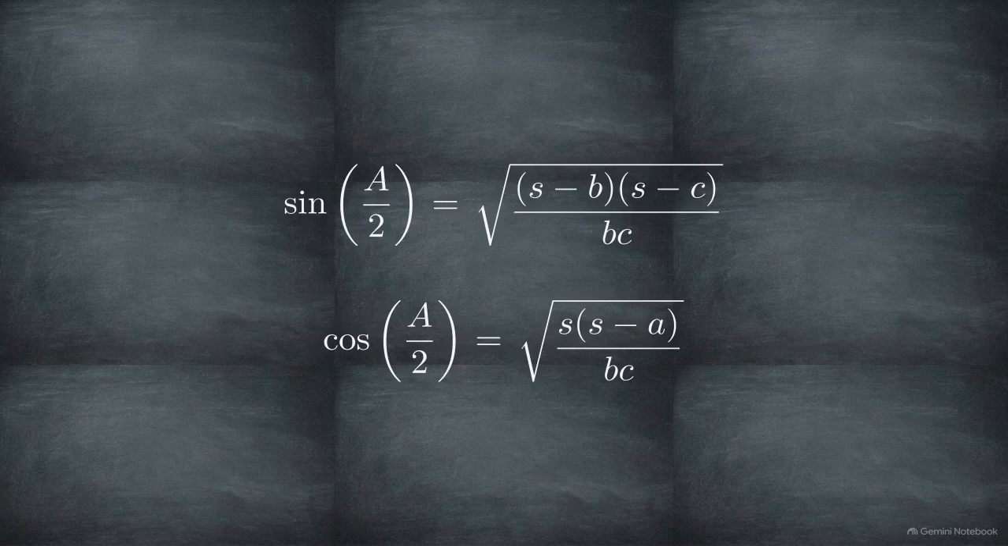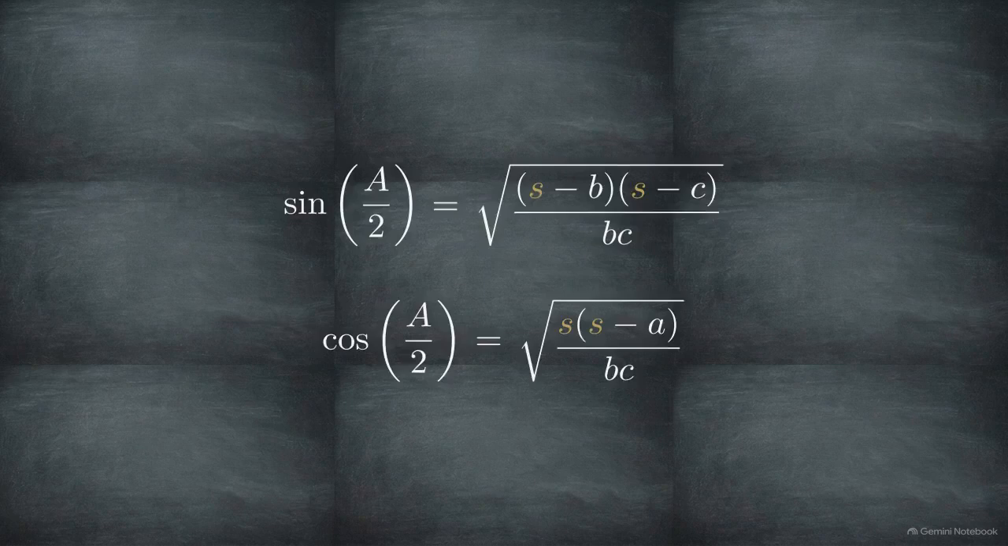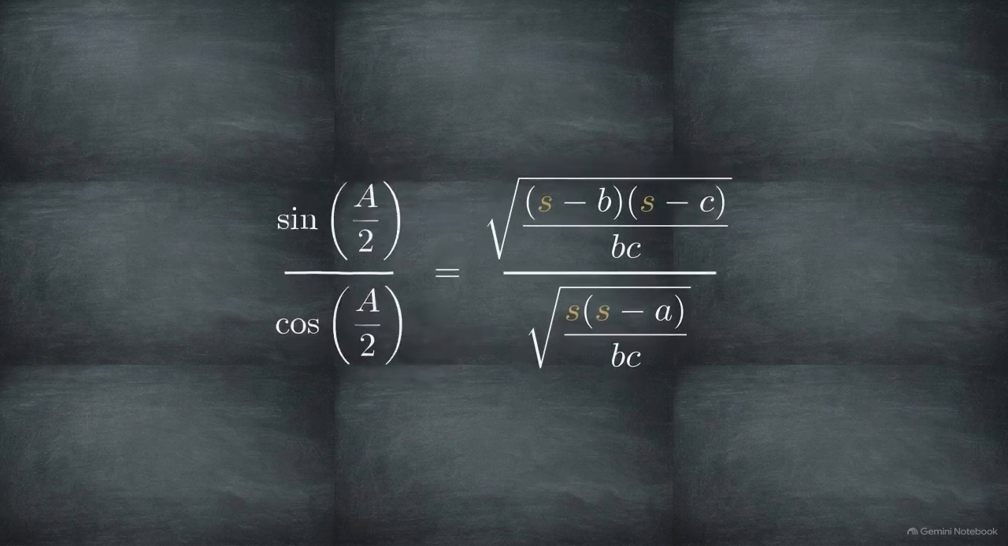We can find the sine and cosine of half an angle by taking our calculated S value and plugging it directly into these two half-angle equations. This allows us to find the interior angles using only the lengths of the three sides.